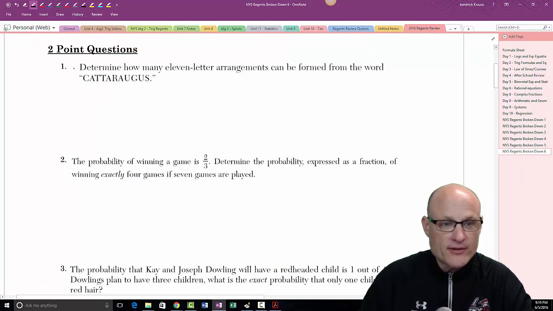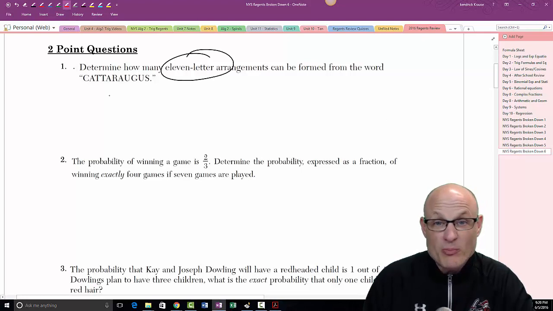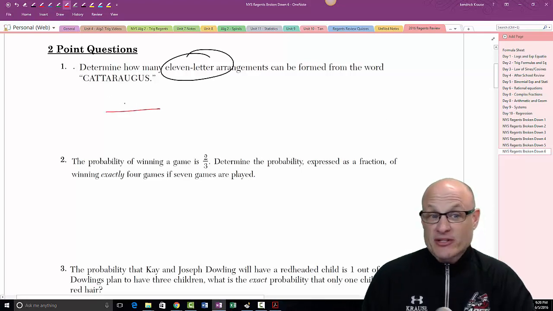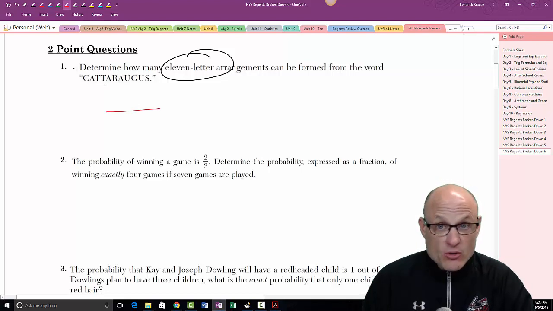So hopefully you're doing all right. Determine how many 11 letter arrangements we can make. A lot of times they tell you, sometimes they don't. Be careful with your counting if they don't tell you.